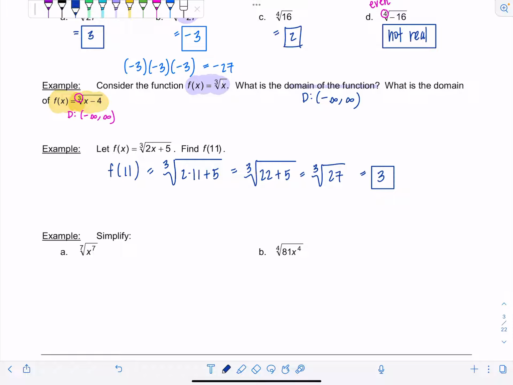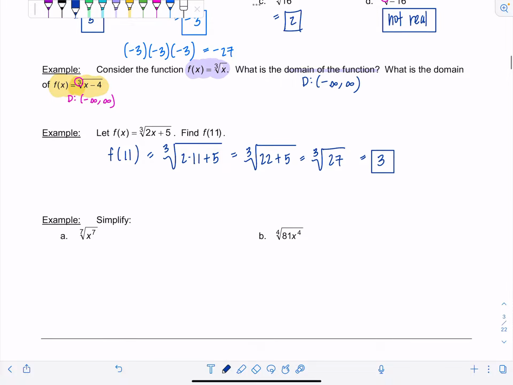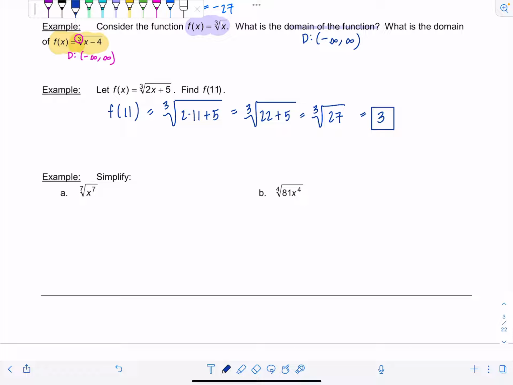Last set of examples now are simplifying. So 7th root of x to the 7th. Notice since this is an odd index, then I'm just going to end up with x. I don't need to put absolute value of x because you can take the odd root of a negative number and it will still come out negative, okay? Here we have, for part B, the 4th root of 81x to the 4th. Since this is an even index, then I have to be careful. Do you know the 4th root of 81? I'll tell you a quick way to do 4th roots. You just take the square root 2 times in a row. So square root of 81 is 9, and then square root again is 3. But I need absolute value on the x since this is an even index.